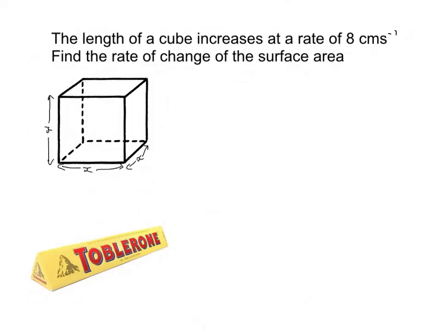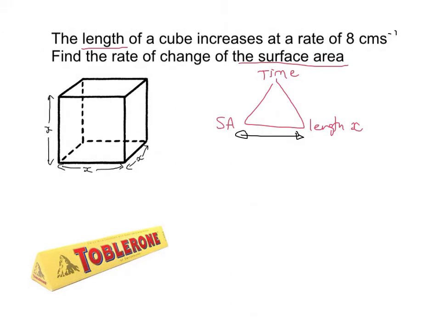Let's try this example. We'll set up our Toblerone triangle, and then we'll do the bottom on our own. At the top, we've got time. What are the things that are changing here? We've got the length of a side of the cube, x, and we've also got the surface area we're interested in. We're going to do this bottom bit on our own. Toblerone, do it on your own. So, surface area of a cube. Well, each side is, actually I might just call it S for surface area, not SA.